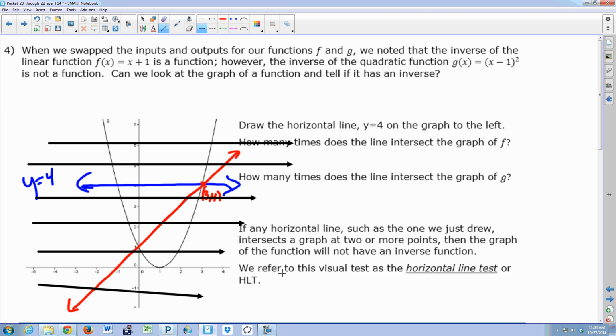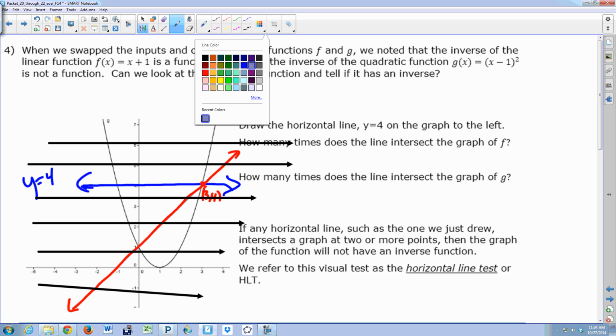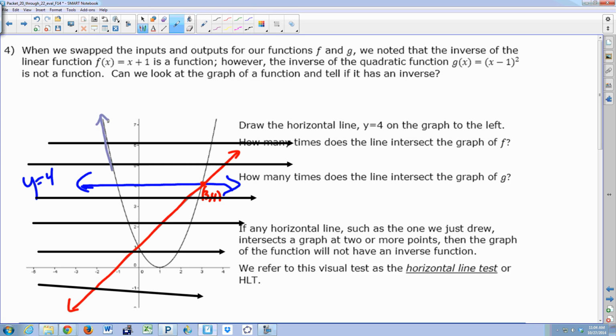If you can put any horizontal line through your graph and it touches it at one and only one spot, voila, you know you've got an inverse. You don't have to go through all this other crazy stuff we've been doing. Okay, so that's a nice visual. All right, now let's focus on the parabola. So let me make that kind of grayish purple again.